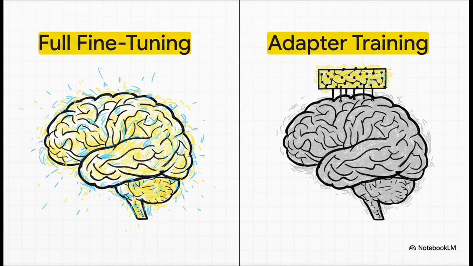Now, there are a couple of ways to do this. There's full fine-tuning, where you retrain the whole model. It's incredibly powerful, but also crazy expensive. The much smarter, more modern way is adapter training, using techniques like LoRA. With LoRA, you freeze the original model and just train these tiny little new layers on top. Think of it like this. You're not rebuilding your entire camera lens, you're just snapping on a specialized new filter. It's a much lighter, more targeted way to upgrade.